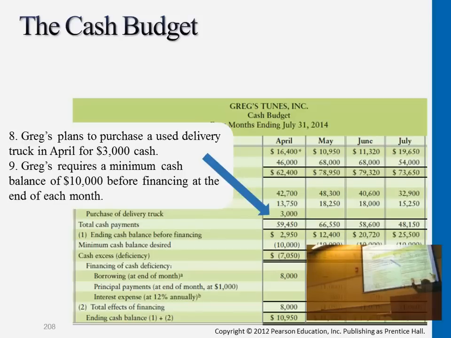This portion here, they're paying back that $8,000 on a monthly basis. They break it down into 8 installments. Every single month they're paying $1,000. They're also paying interest on it.